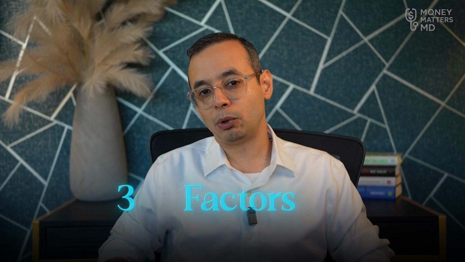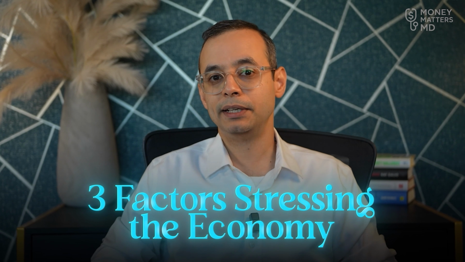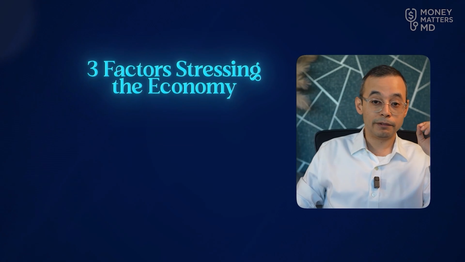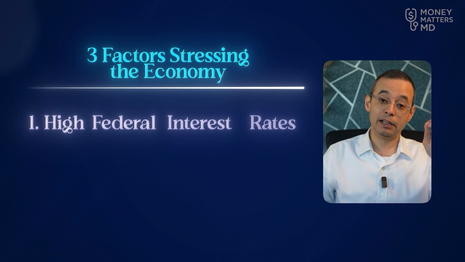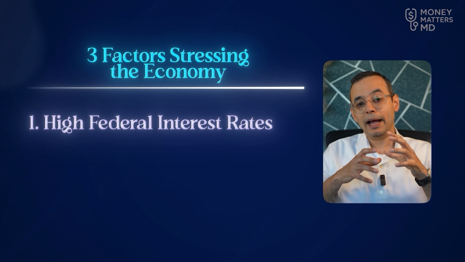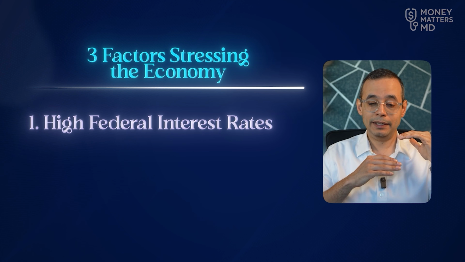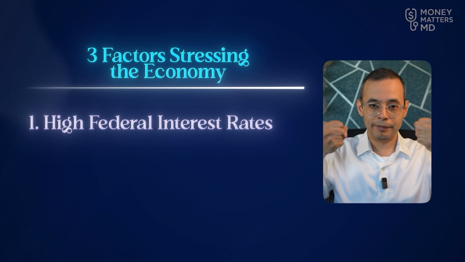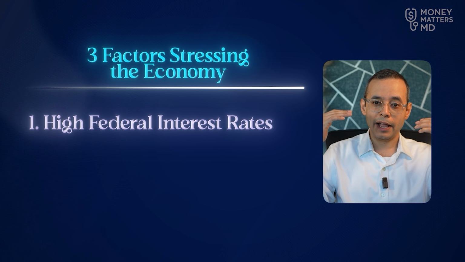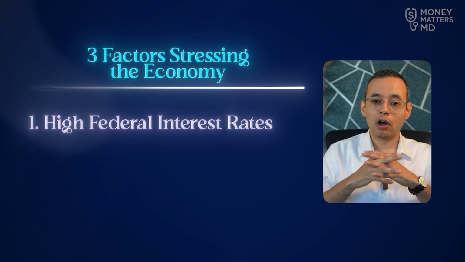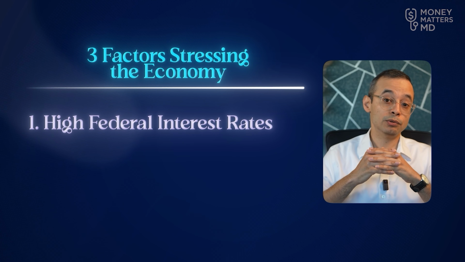Now let's talk about 3 different factors which are really stressing the economy right now. The first one is the high federal interest rates. The higher interest rates get, it acts like a gravitational pull against growth. Higher interest rates prevent strong growth because it's harder for companies to borrow money.